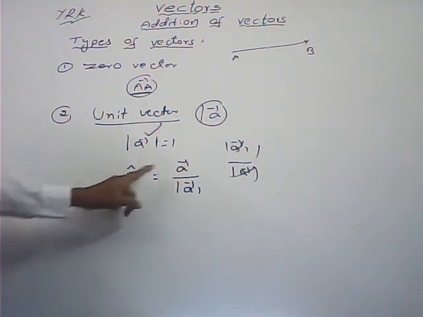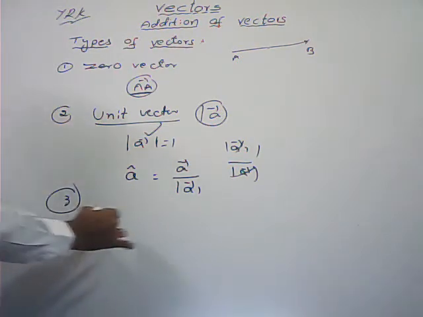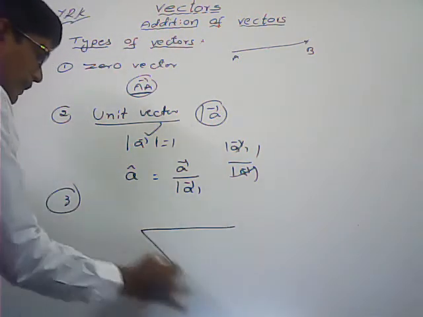So here a cap, that is a bar by modulus of a bar. Now the problems which are related to all these concepts we can discuss in the last. Now I am going to explain all these definitions. Next, co-initial vectors.